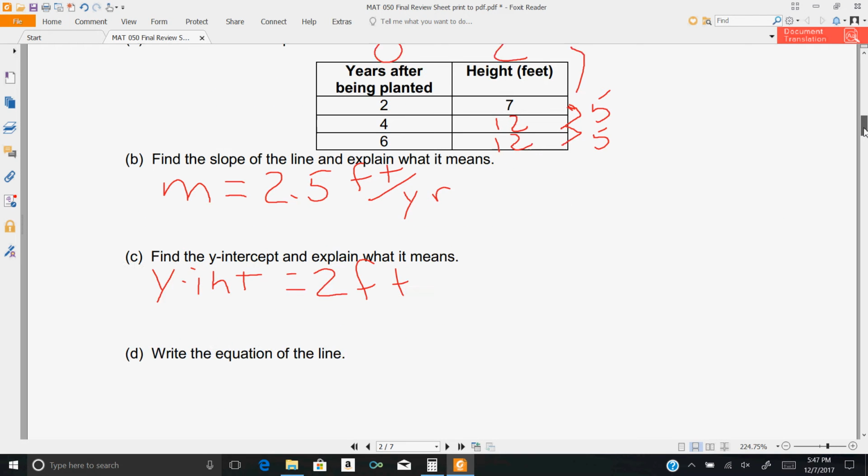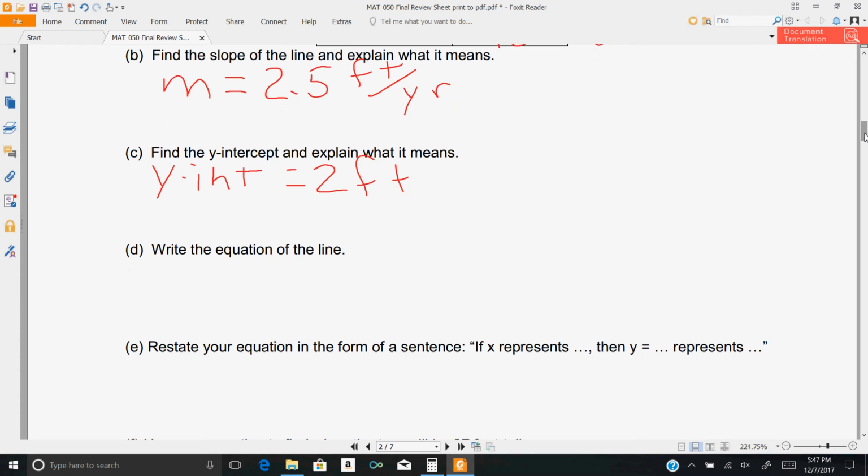Question D, write an equation of the line. Once again, y equals slope times x plus the y-intercept, or y equals mx plus b. I'm going to plug in the numbers now. y equals 2.5x plus 2.